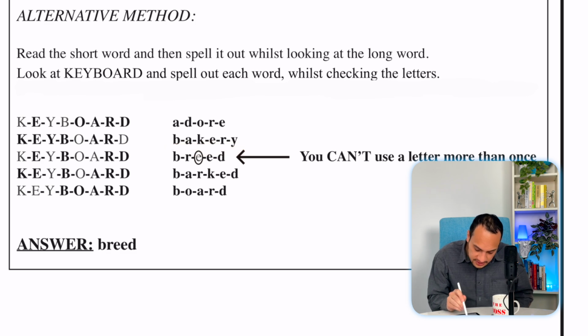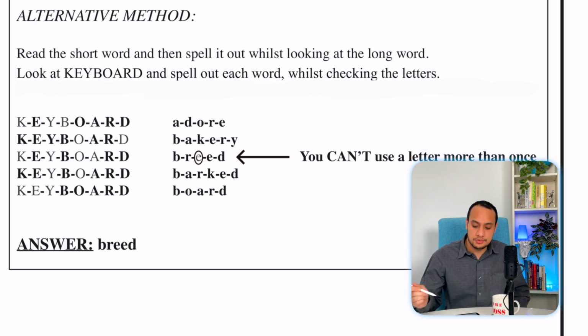If we look at breed, you can see we can make one of the E's but not the other one. And barked, we can make that. Bored, we can make that too. We can make bored, we can make barked, we can make bakery, and we can make adore, but we can't make breed. So our answer is breed.